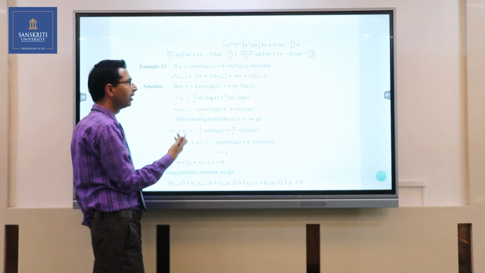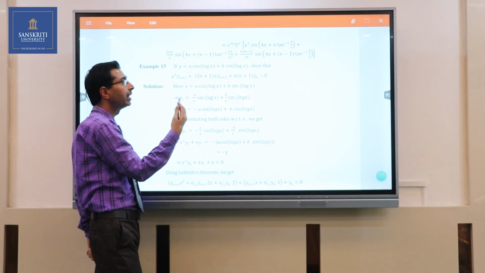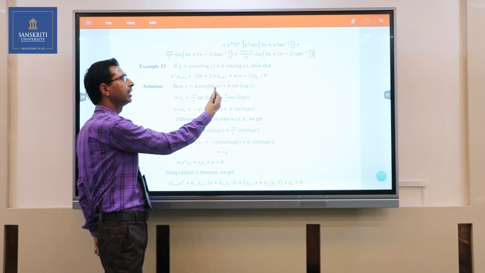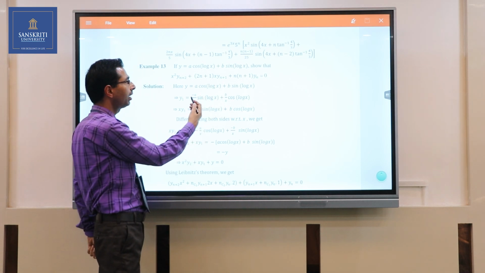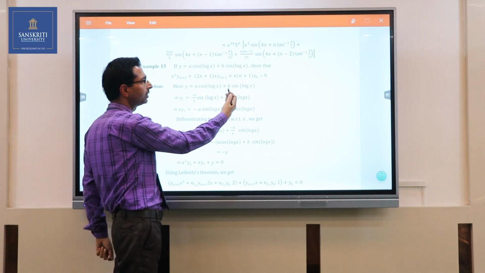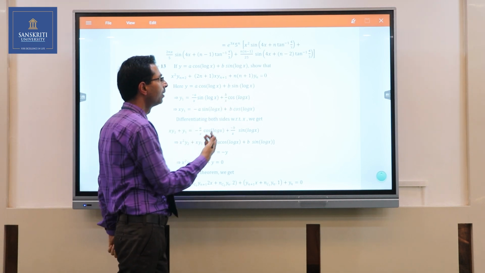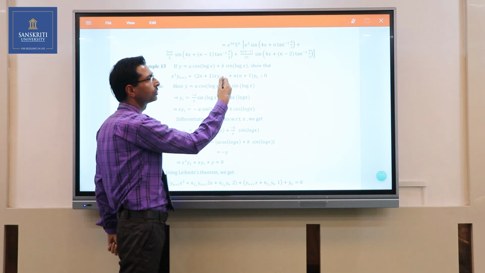So in the first derivative, y_1 is equal to, the differentiation of cos is minus sin(log x), and then the differentiation of log x is 1 upon x. Then we have minus a upon x sin(log x). Similarly, we find the first derivative of the second term, b sin(log x), that is, the differentiation of sin is cos.